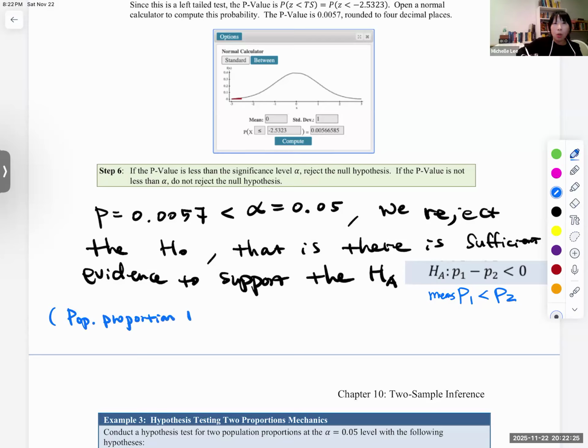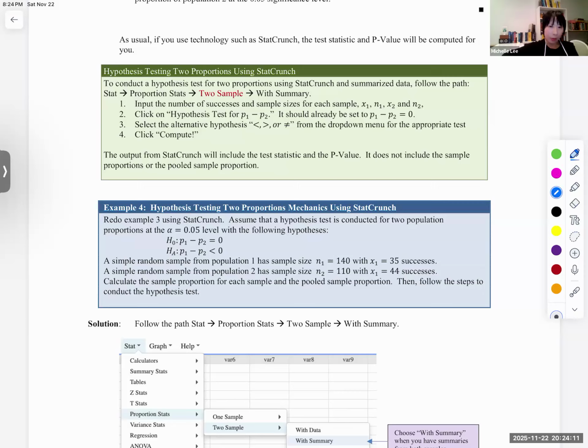All right, so I'm going to show you how to use StatCrunch. If we have this kind of problem, we want to check the p-value and z-test statistic. So let's do it. Share.